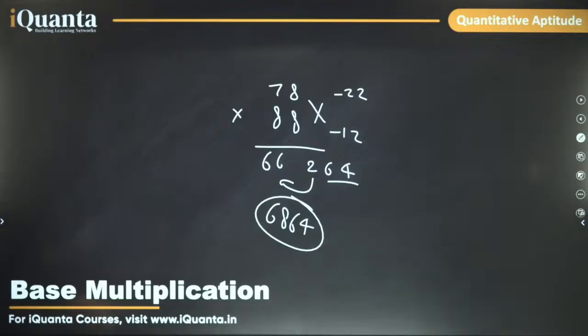With the same method. I've just subtracted. What happened, Jatin? Is there a problem? 6864 only will come. Nothing has changed. It's the same thing. 6864 only. Is that clear, everyone?